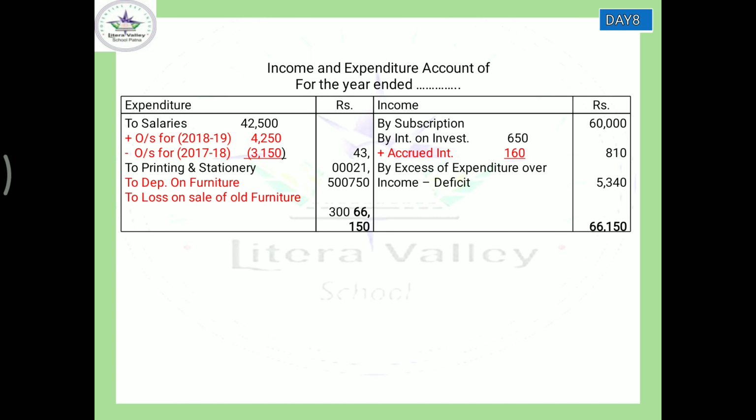So while taking the total amount on the expenditure side, it is 66,150, and the expenditure is more than the income. So the balancing figure 5,340 has been treated as a deficit, an excess of expenditure over income.